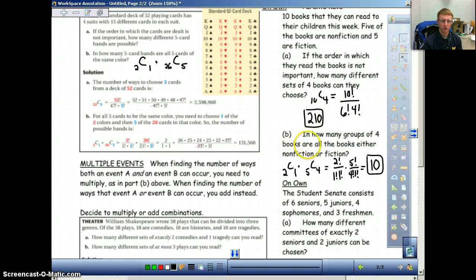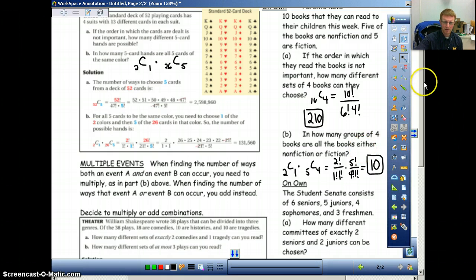The second one is more like B over here. How many groups of 4 books are all the books either nonfiction or fiction? The thing is, we first have to choose fiction or nonfiction. We have two to choose from, and we only want to choose one or the other. Once we have that, we only have 5 books in each, and we are choosing 4 of them. So that's how we have the 2 separate ones: 2 types of book, choosing 1, and then the number of that type of book, choosing 4 of them. You should have gotten an answer of 10.